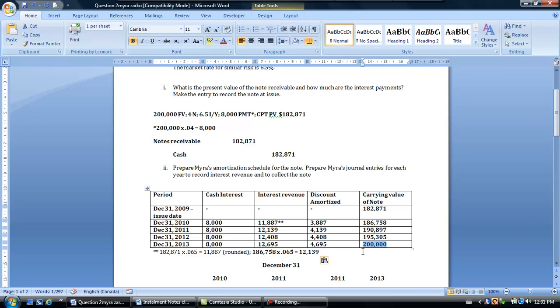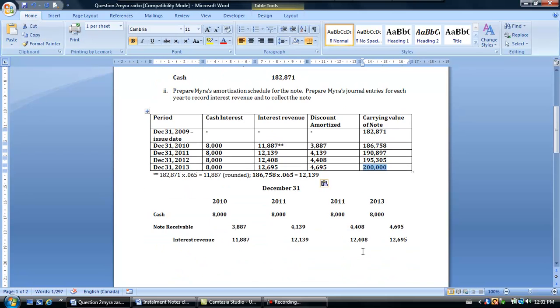So therefore, now we've prepared our schedule, which is going to help us to prepare our journal entries. So now, if we go down to December 31st, we want to make all the journal entries here at the end of each year to record our interest revenue and to collect the note. So each year we will get cash of $8,000. Our note receivable will be increased, debited in 2010 by $3,887, and our interest revenue is increased by crediting it $11,887.